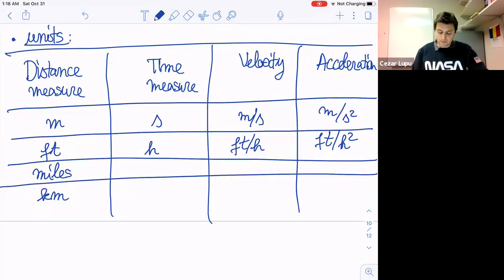And guess what? The same thing will go for miles. So this will be hours and also kilometers. So this will be miles per hour. This will be kilometers per hour. You can measure like this if you want, or kilometers per hour squared, and miles per hour squared.